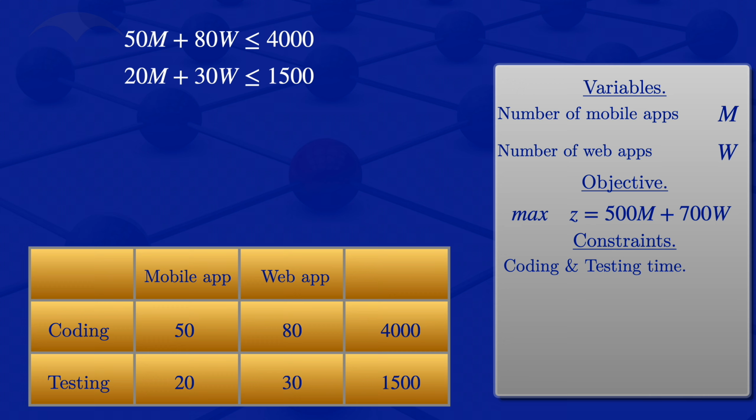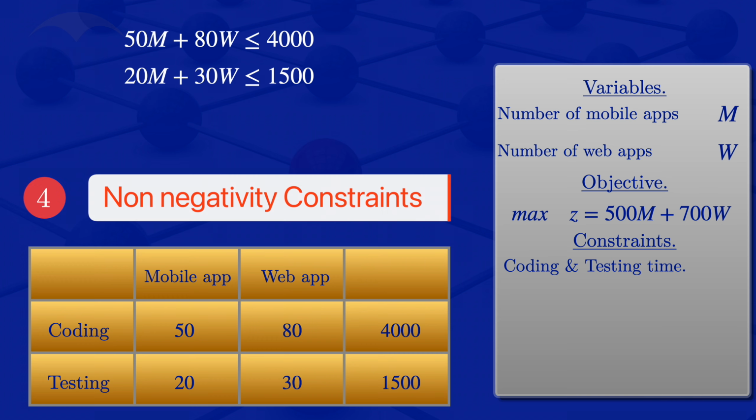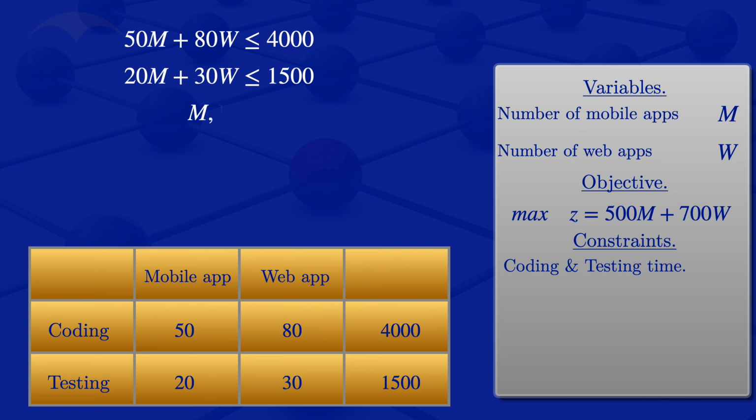But here we say that we are making a number of things there. So we need to look at now the non-negativity constraints so that we don't have M and W being negative. So we would have that M and W are greater than or equal to 0.